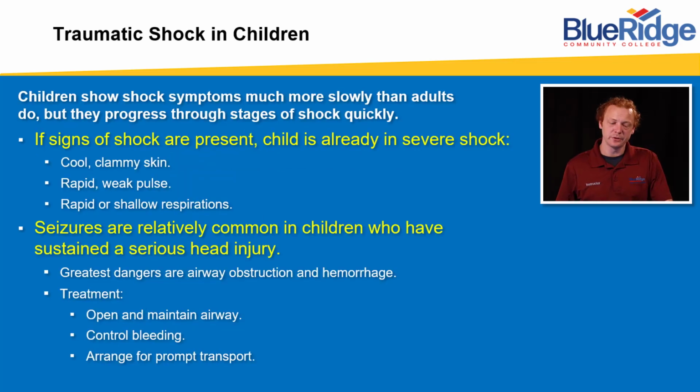Traumatic shock in children. Children show shock symptoms much more slowly than adults do. Remember the plateau effect, but they progress through the stages of shock quickly. If signs of shock are present, the child is already in severe shock and already on the edge. Signs and symptoms: cool, clammy skin, rapid weak pulse, rapid and/or shallow respirations.